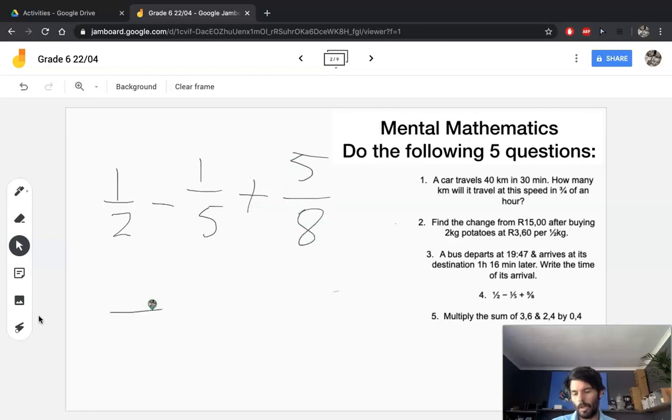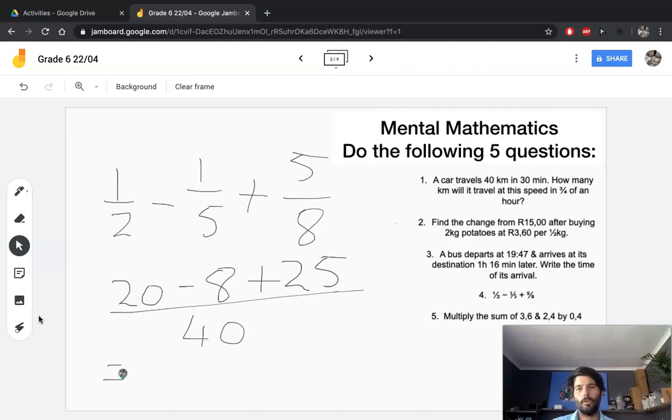My lowest common multiple there is going to be 40. 2 goes into 40 20 times, so 20 times 1 is 20. 5 goes into 40 8 times, so 8 times 1 is 8. And then we're adding, 8 goes into 40 5 times, so 5 times 5 is 25. And then when you work that out, 20 minus 8 is 12, plus 25 is 37 over 40. And that's its simplest form. 37 is a prime number, so it cannot go any lower than that.